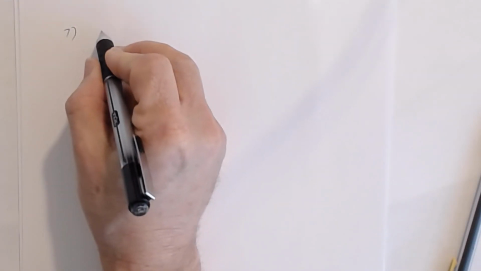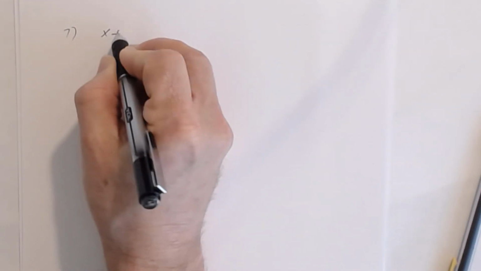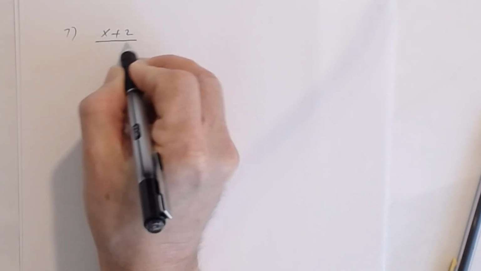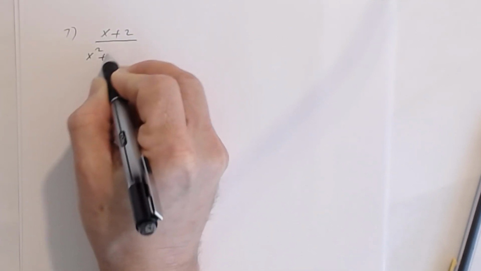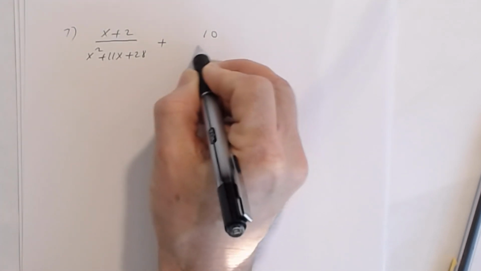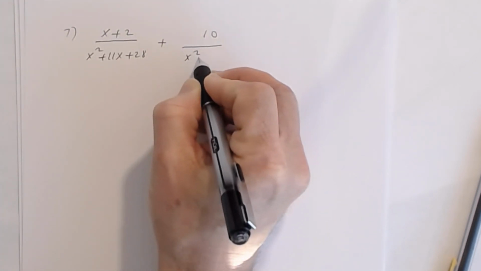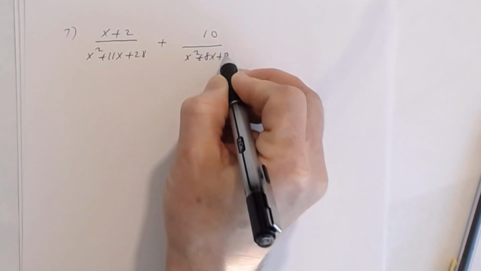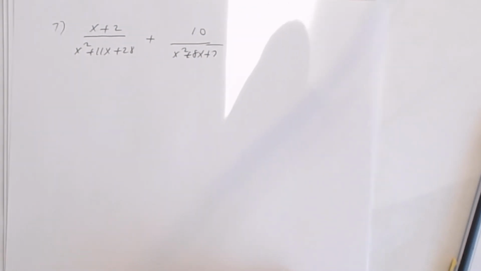Okay, so in number 7 we have this. We have x plus 2 divided by x squared plus 11x plus 28, plus 10 divided by x squared plus 8x plus 7.